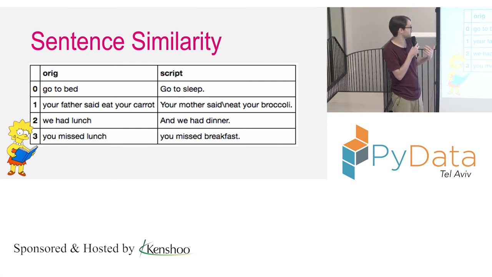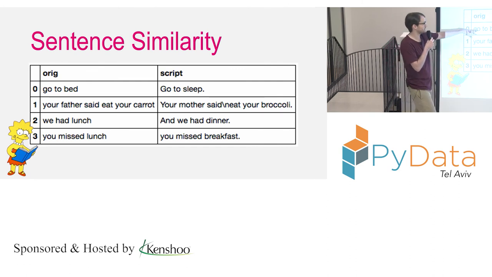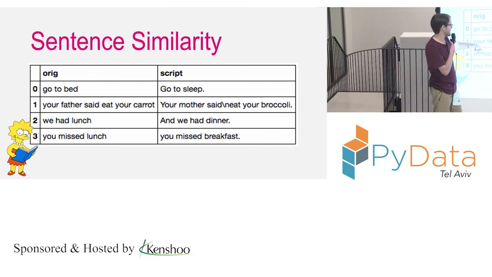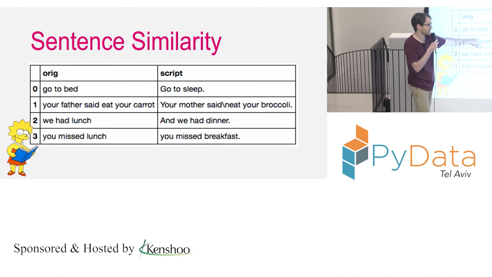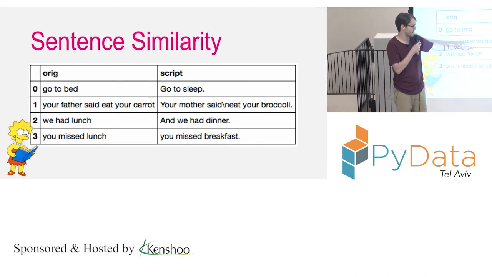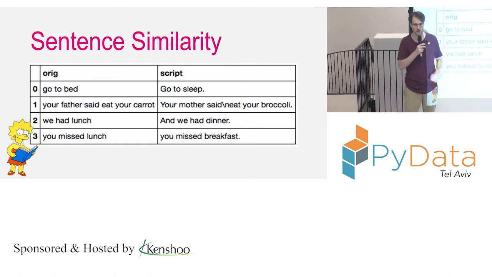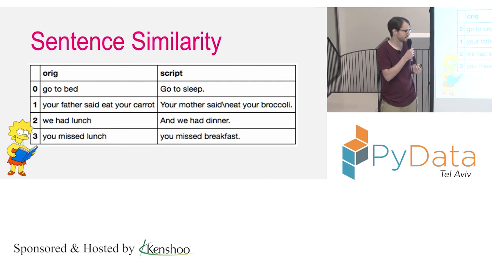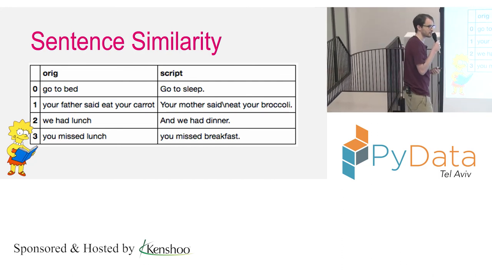Here are examples we used. We tried to look for "go to bed" and we found "go to sleep." "Your father said eat your carrot" and "Your mother said eat your broccoli." "We had lunch" and "We had dinner." "You missed lunch" and "You missed breakfast." And we can see that the sentences have similar meanings, which is really, really nice.